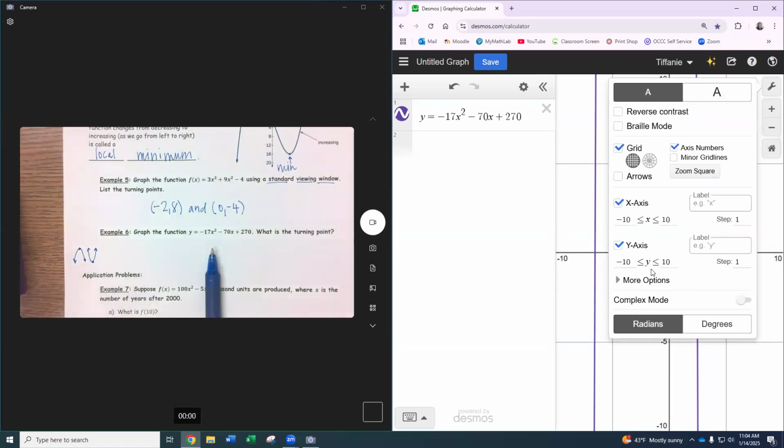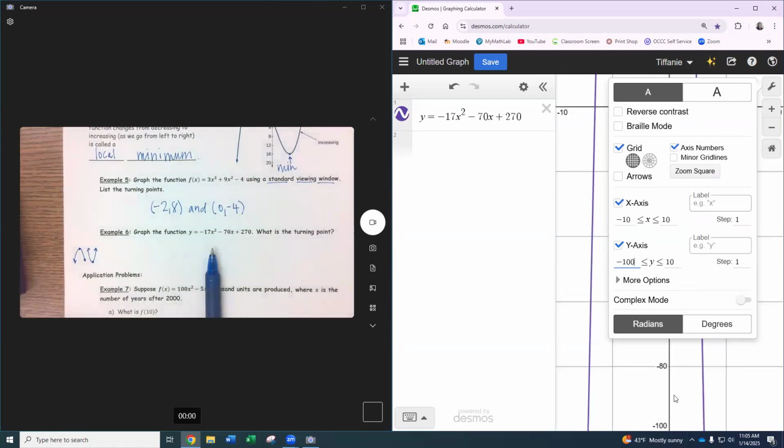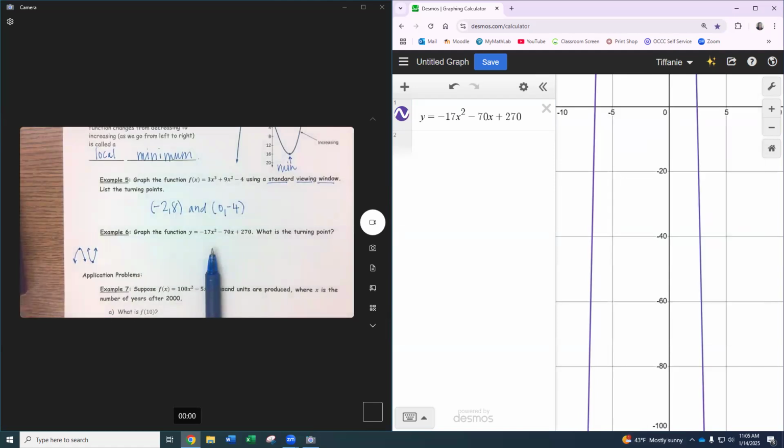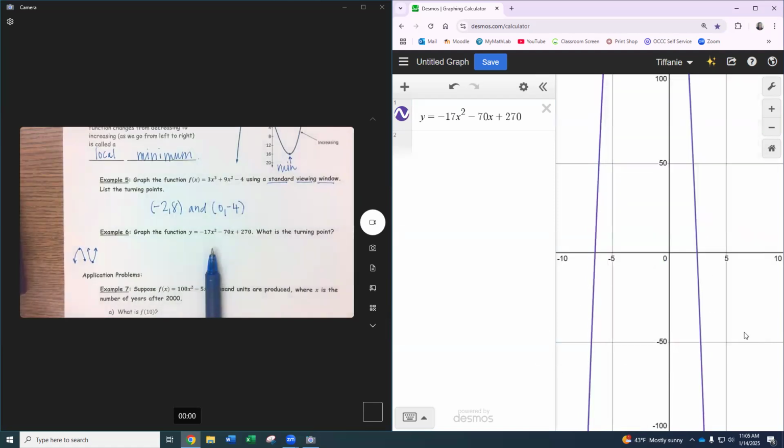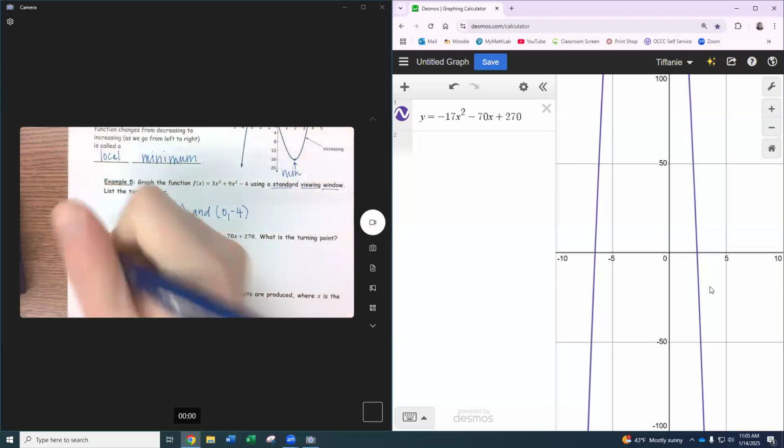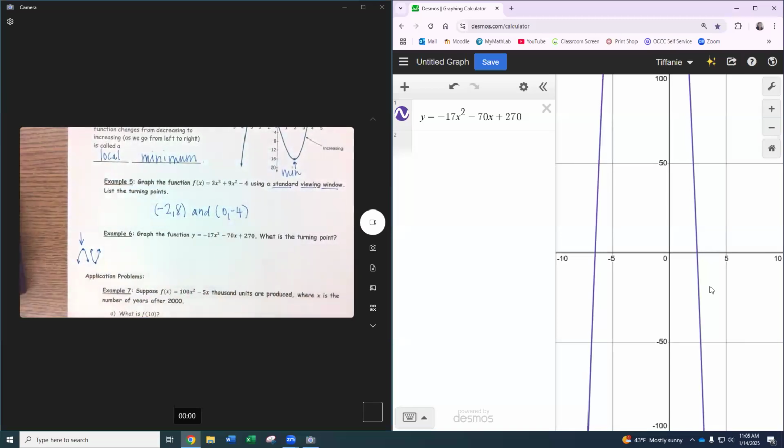Literally does not matter what you do here. Just find that turning point. So if I change my -10 to a 100, okay, I can see that's not down there. Let's try to see if it's above. So I'll change that one to a 100. It's not there, but I can see it is probably going to be this one here because I can see that it's getting skinnier, right? It's starting to go up.